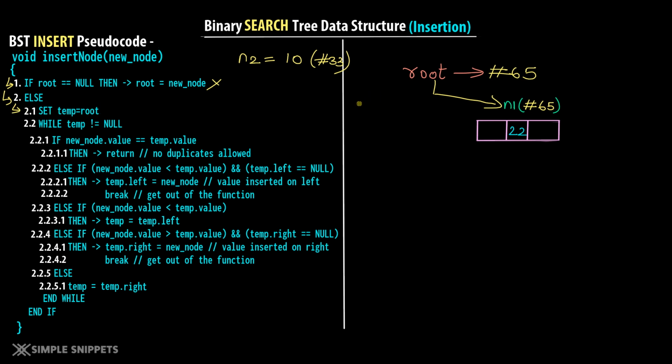So we create a temporary pointer, let's call it temp, and we say temp equals to root. What is the value stored inside root? Root is storing hash 65. So temp will also have hash 65, and hash 65 is the address of n1. So now it will start pointing to n1.